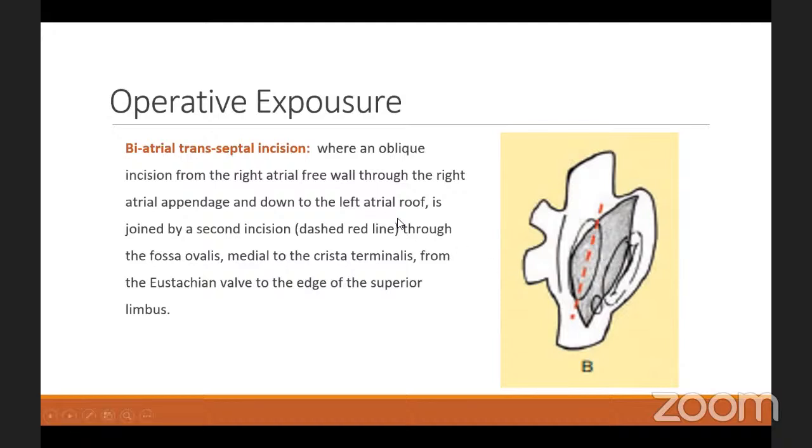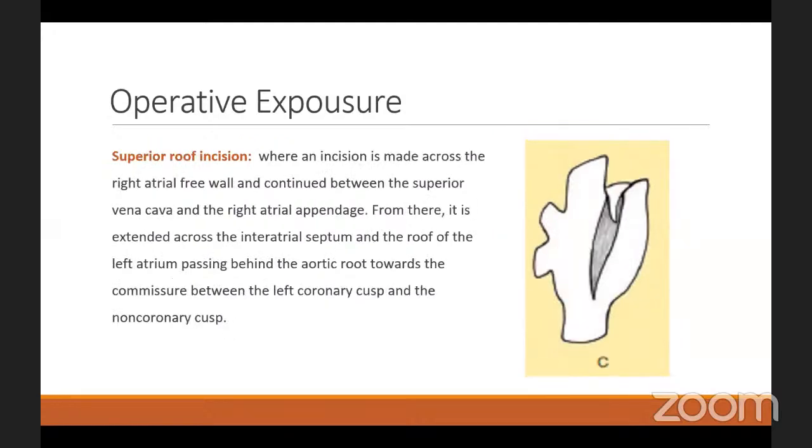The right atrial incision is joined with a second line through the interatrial septum medial to the crista terminalis, from the Eustachian valve to the edge of the superior limbus. This is the superior incision, which I have never seen before. So it's an incision made across the right atrial free wall and continued between the superior vena cava and the right atrial appendage.